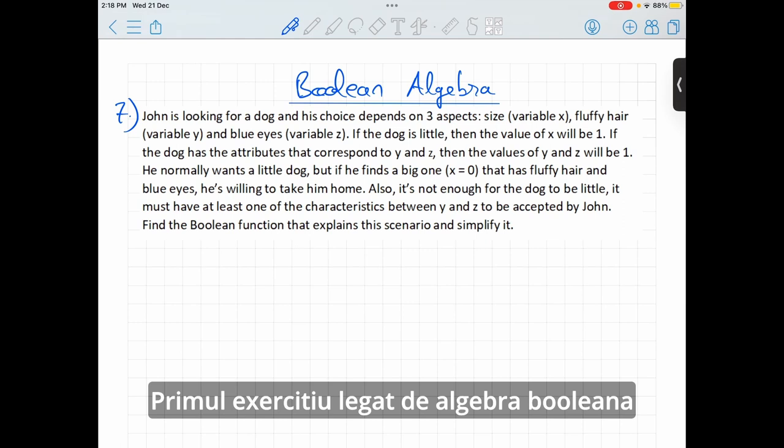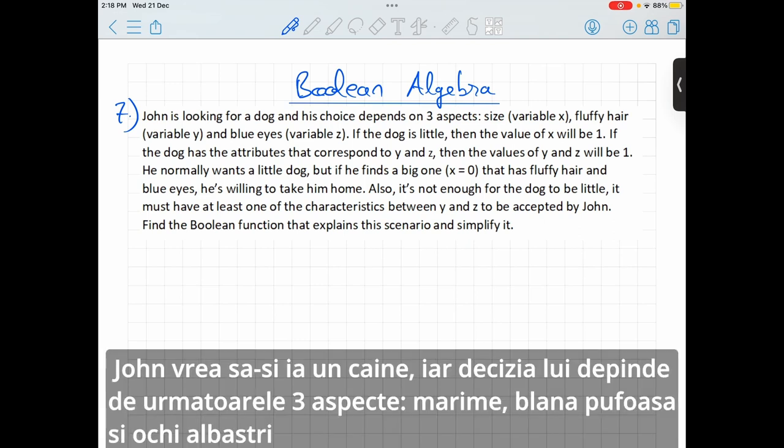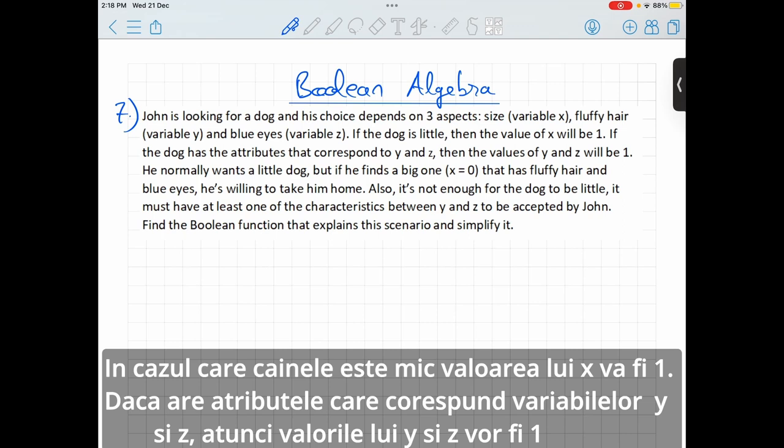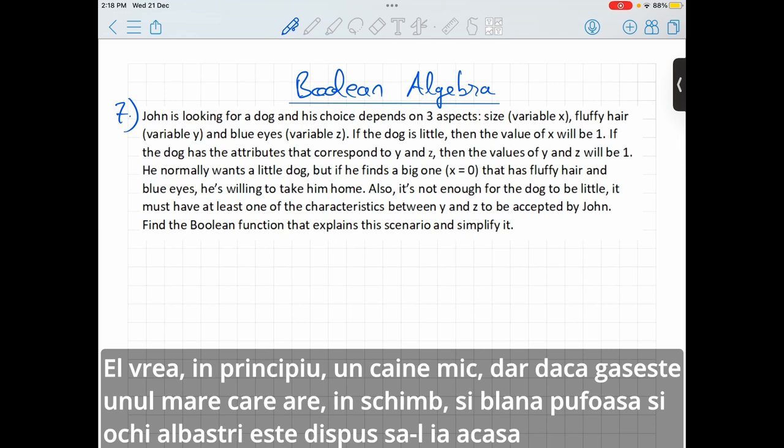Okay, so the next exercise is related to Boolean algebra. John is looking for a dog, and his choice depends on three aspects: size, fluffy hair, and blue eyes. If the dog is little, then the value of x will be 1. If the dog has the attributes that correspond to y and z, then the values of y and z will be 1. He normally wants a little dog, but if he finds a big one that has fluffy hair and blue eyes, he's willing to take him home.